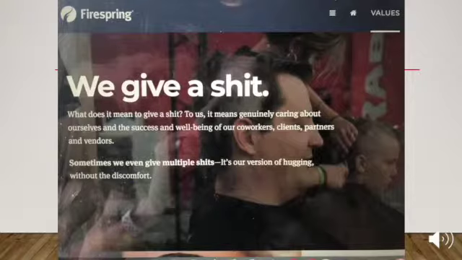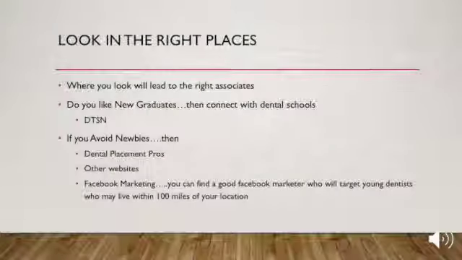So next would be looking in the right places. With Dental Success Network, we are also having the DTSN, so the team side, Dental Team Success Network, but also the DSSN, the Dental Student Success Network. So dental students who are on this network are probably going to be high quality. That would be a great place to look for them.